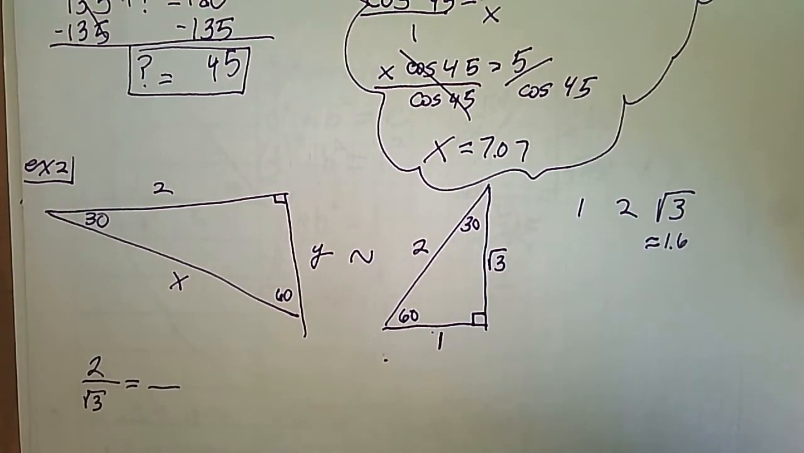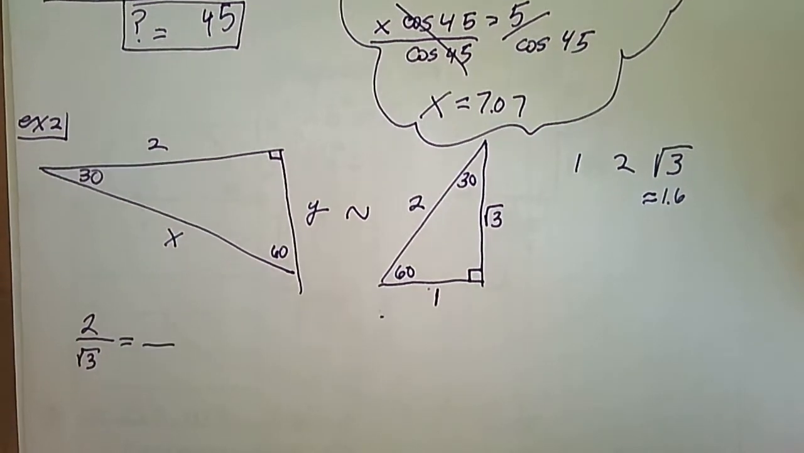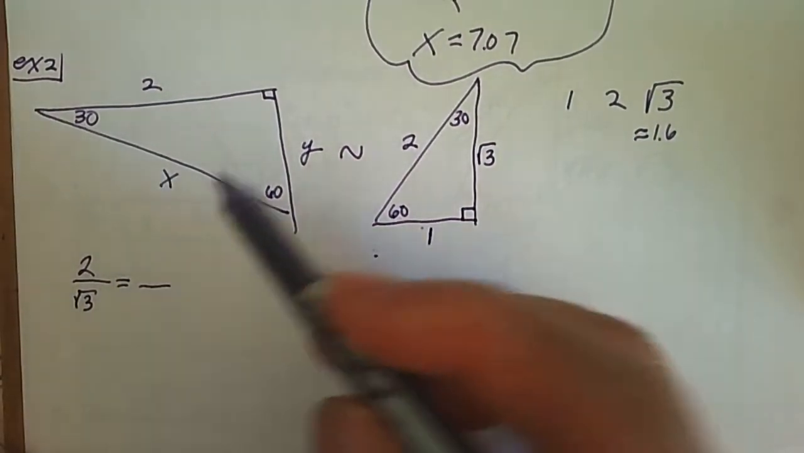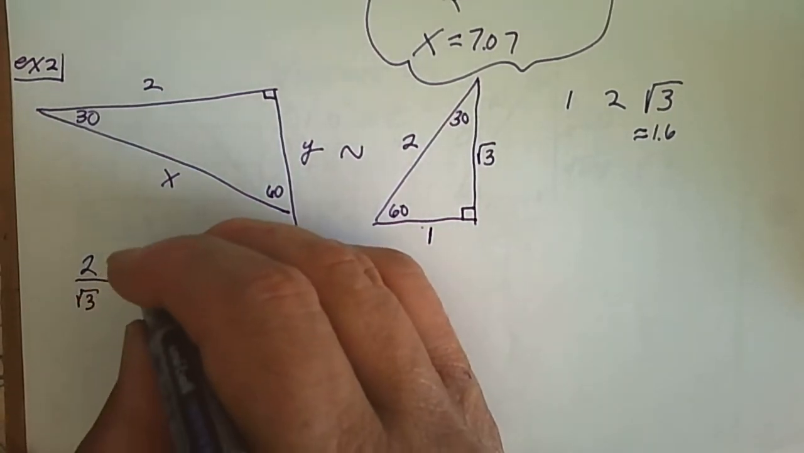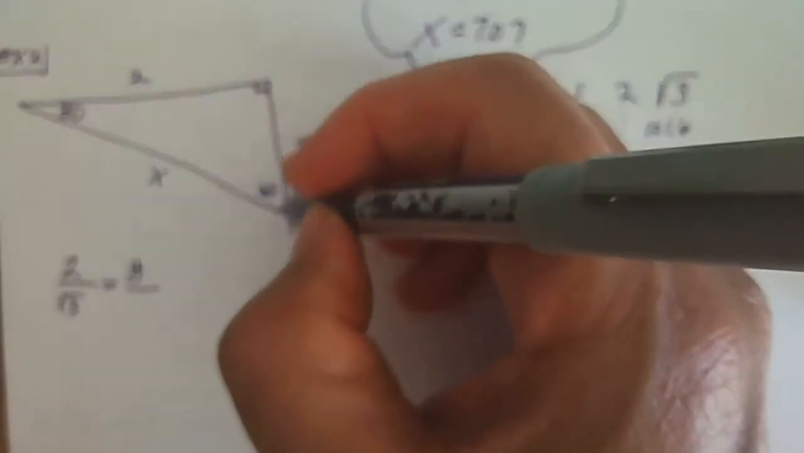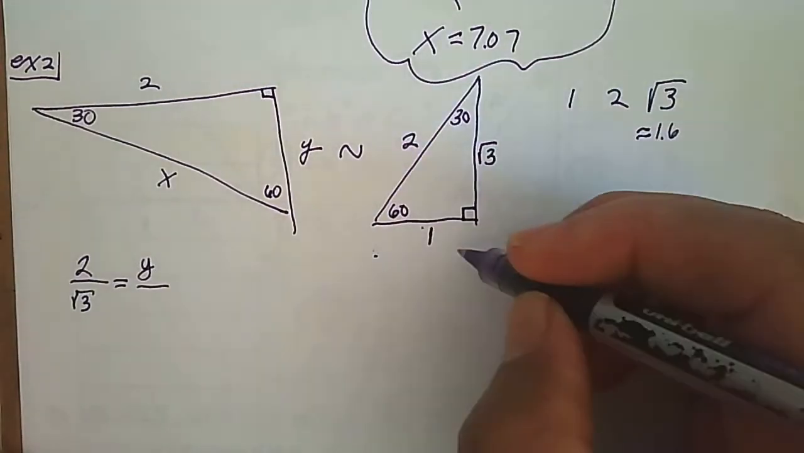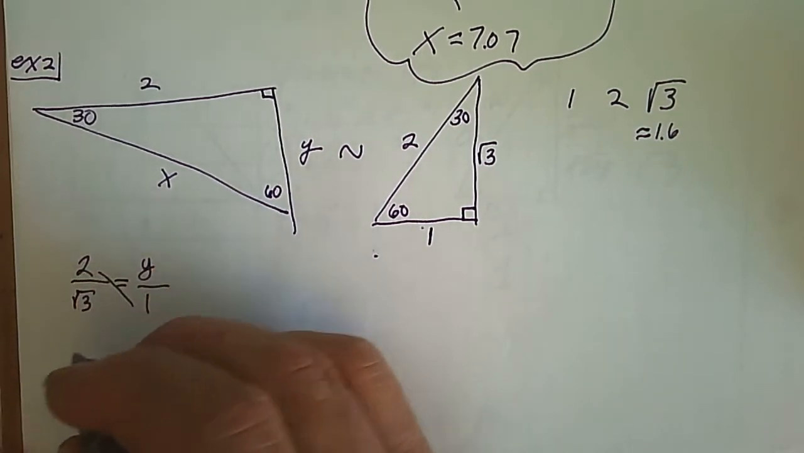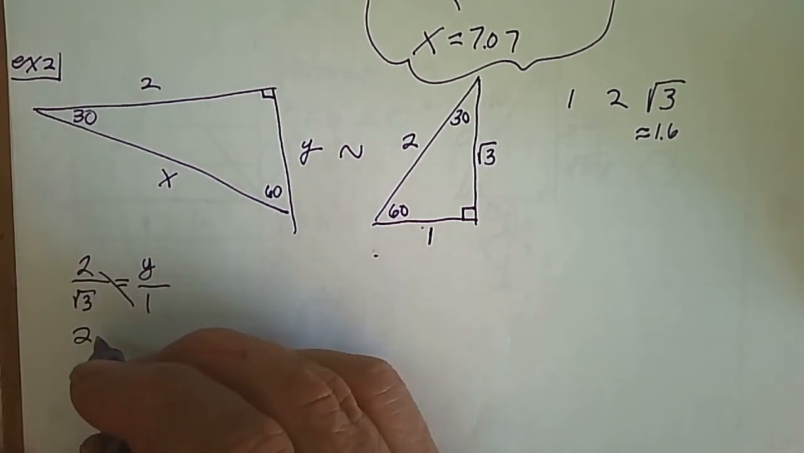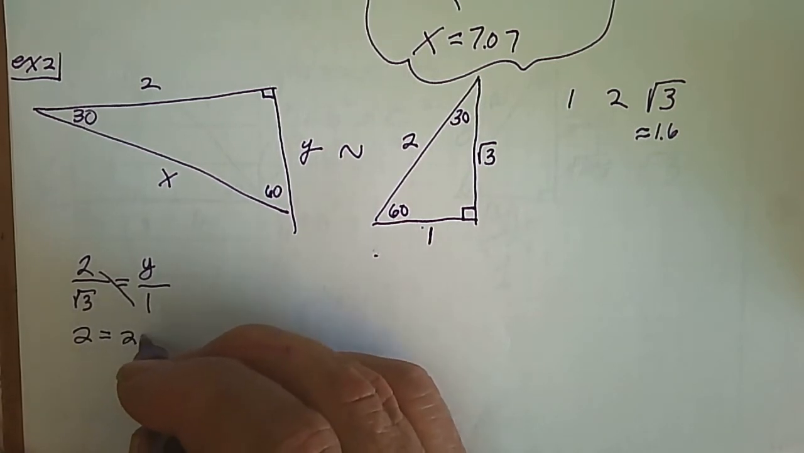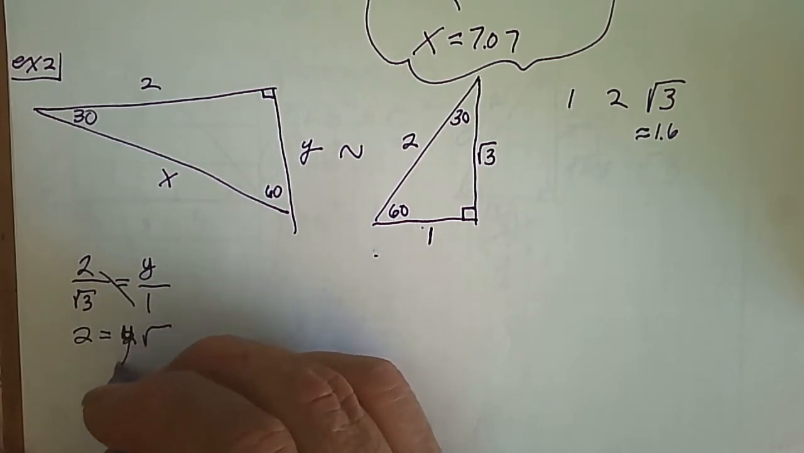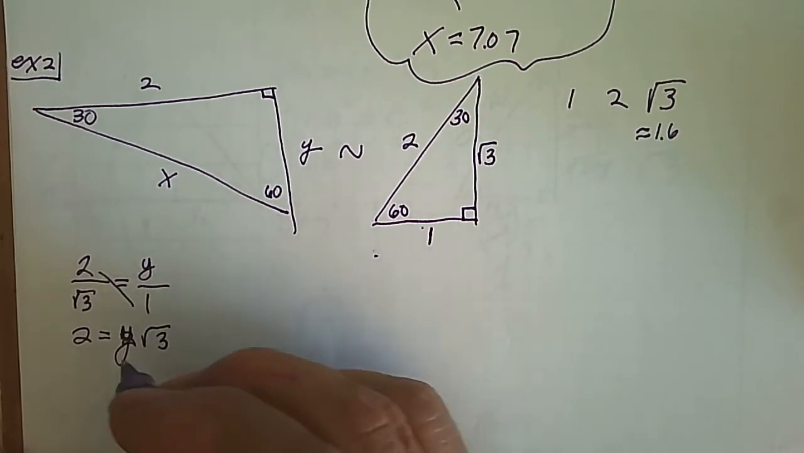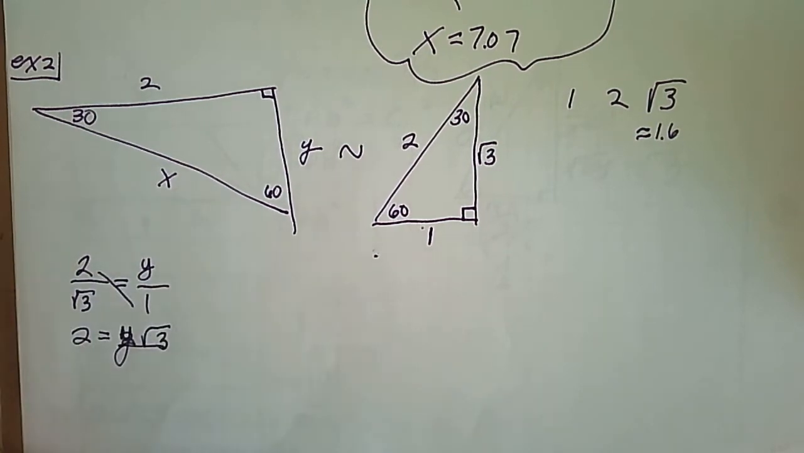Now, you pick either the x or the y. Pick who you want to solve for. Let's do the y. So y is a short leg. What is a short leg over here? That'd be 1. Now you cross multiply. 1 times 2 will give you 2. Radical 3 times y will give you y radical 3. Get the y by itself. Divide by radical 3. Okay, hold on.